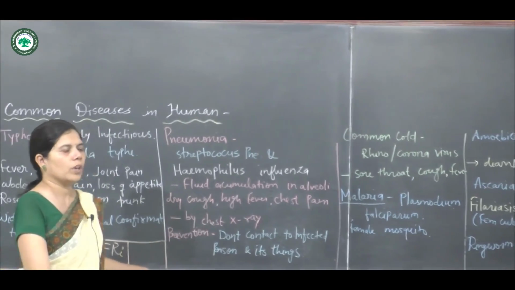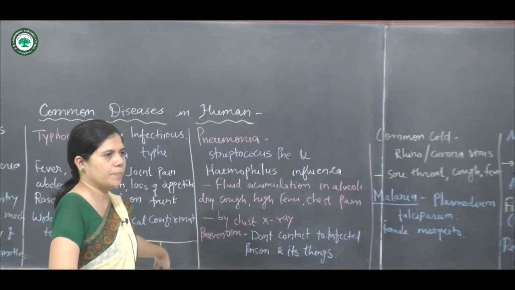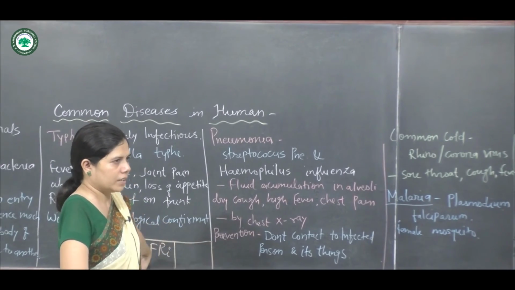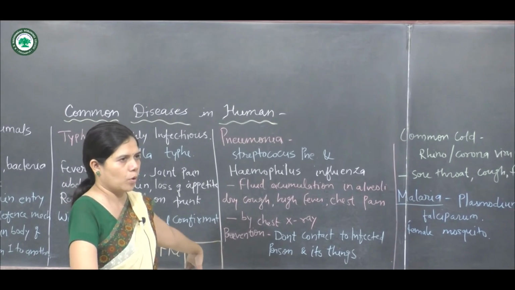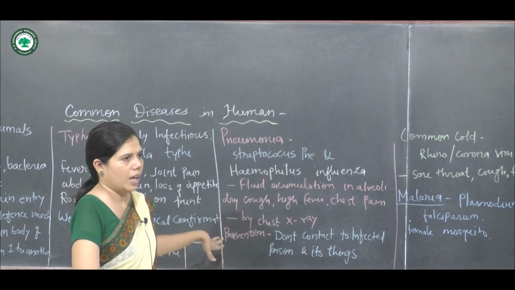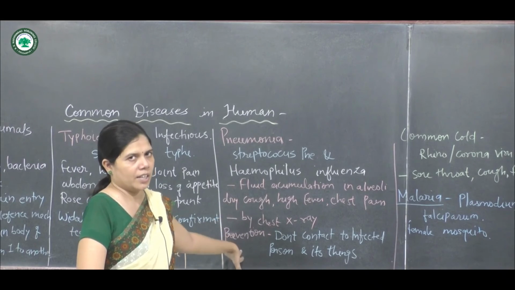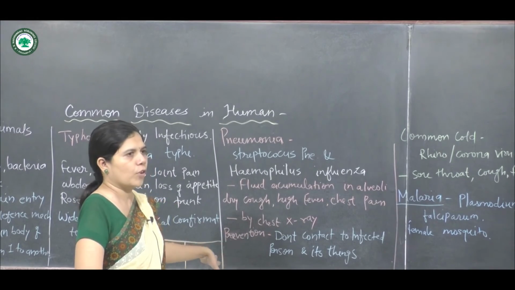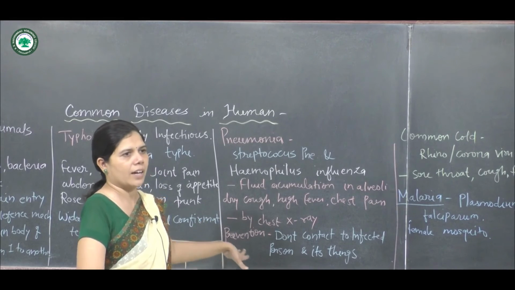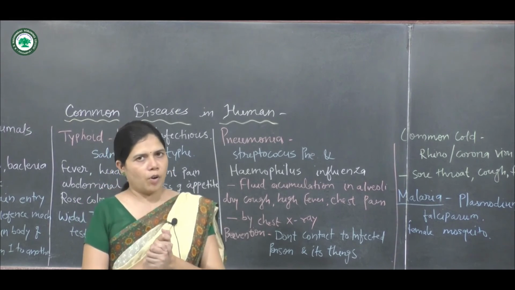The trick to learn the diseases is what? TPCM AFRI. Typhoid, pneumonia, common cold, malaria, amebiasis, ascariasis, F for Filariasis, and RI for ringworm.